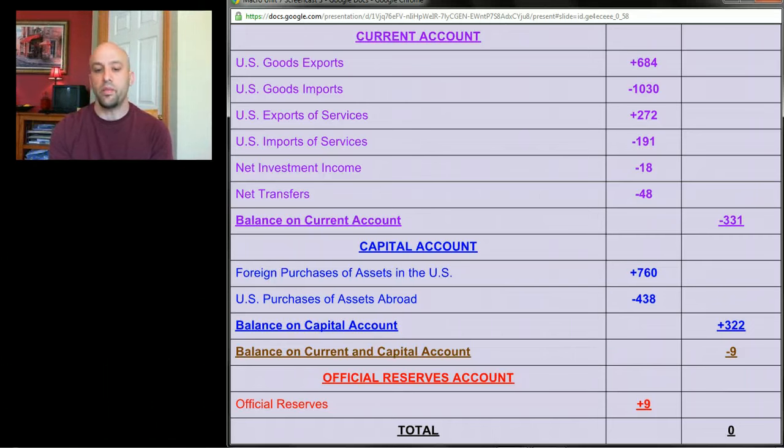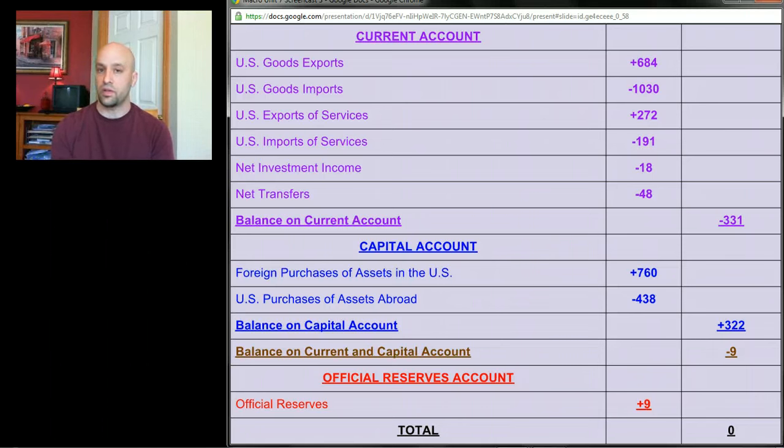So in 1999, the balance on the current account was negative $331 billion. As a result of these kinds of transactions, we were sending out $331 billion more than was coming in. Now, if you look at the capital account, foreign purchases of assets in the United States, $760 billion. Foreigners bought $760 billion worth of assets, buildings, American stocks, American bonds, American land in 1999. We bought $438 billion worth of foreign assets in 1999.